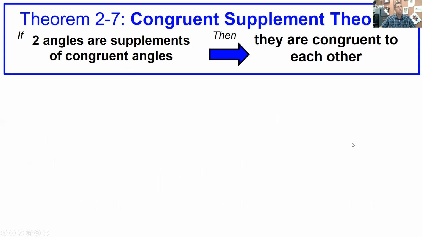All right. Now, there is theorem 2-7, the congruent supplement theorem that I want you to take notes on today in addition to all of these slides. If 2 angles are supplements of congruent angles, then they are congruent to each other. Okay, so it makes sense that if we have 2 angles that are supplements to a 3rd angle, we're going to know that those are going to be congruent to each other.